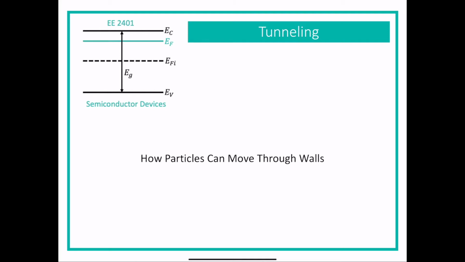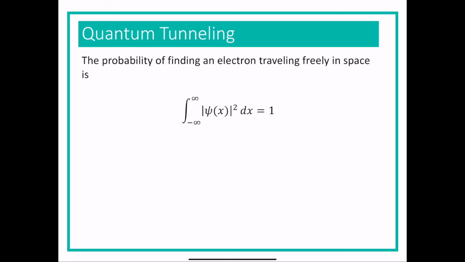If we want to know where an electron is in free space, well, actually, if we want the probability of finding an electron in free space, that's just one. We can always find an electron traveling in free space somewhere because free space is infinitely sized.